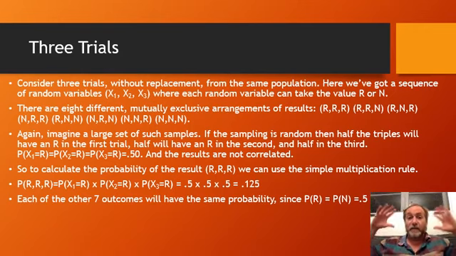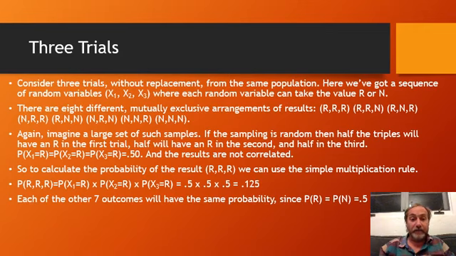So getting more complicated. But once again, let's imagine a large set of such samples, right? So the sampling is random. Then half of these triplets will have an R in the first trial, right? Half will have an R in the second trial. Half will have an R in the third trial.